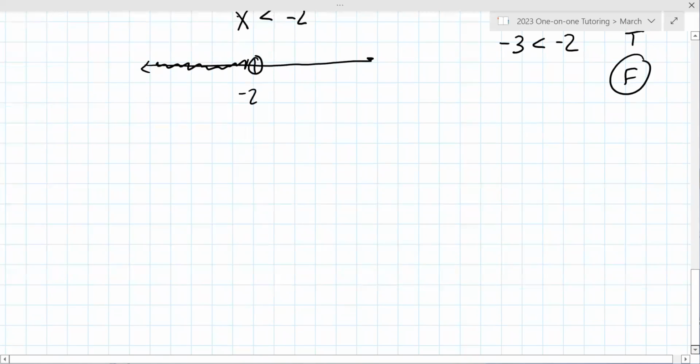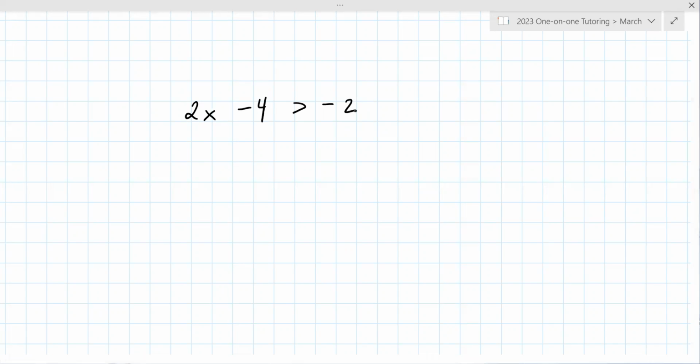All right, let's have you try one here. Let's go 2x minus 4 greater than -1. Okay, so I want you to solve this. Sorry, that's not right. Let's go -2. Go ahead and solve this one and let me know what you come up with.